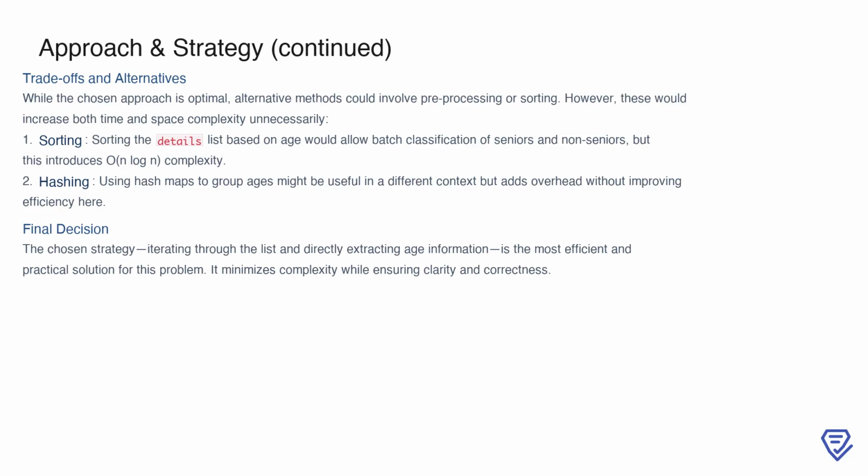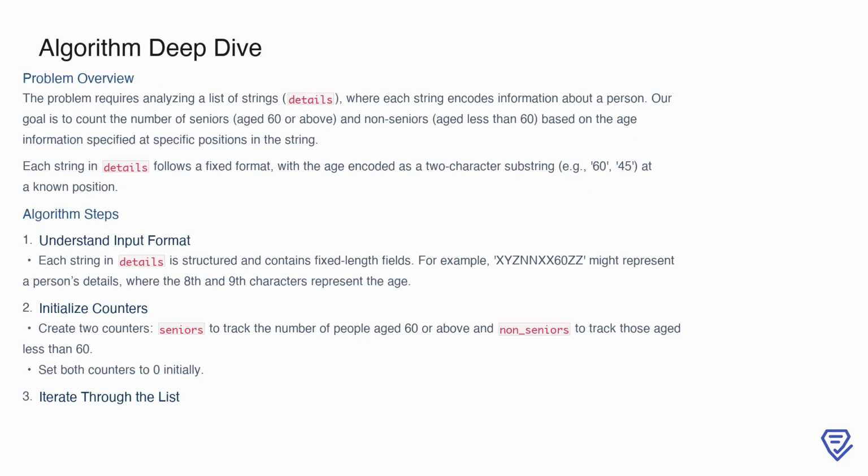In this problem, we are tasked with analyzing a list of strings called details, where each string encodes specific information about a person. Our goal is to determine how many people are seniors, meaning they are aged 60 or above, and how many are non-seniors, meaning they are under 60. Each string in the list has a consistent format, and the age is represented by a two-character substring located at a fixed position within the string.